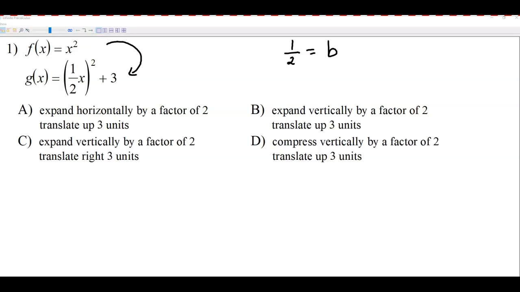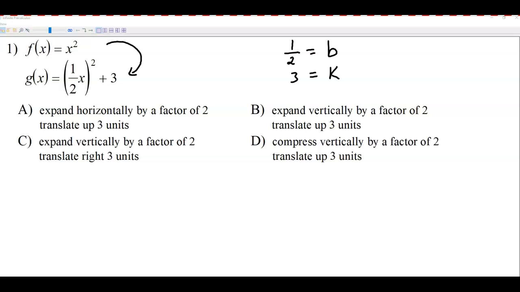Okay? And what about that 3 there? What do you guys think? A, B, H, or K? That's the K. So let's write that down. 3 is the K. Now let's start with something easy. What did we write down about the K value? Very good. Nice job, guys.